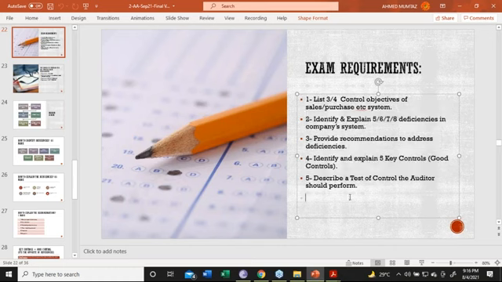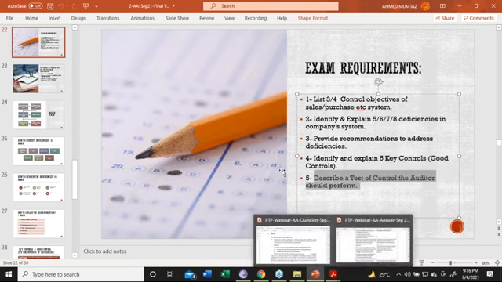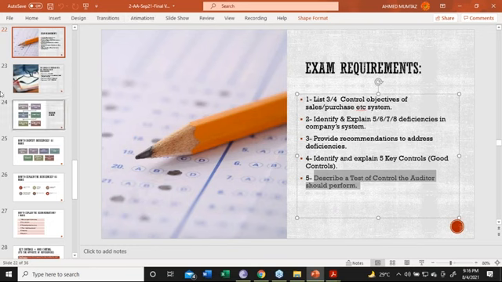Last but not the least, which I'm about to start, the examiner could ask you to identify and explain deficiencies, requirement number 1. The examiner is going to ask you to provide a recommendation, requirement number 3. Then skip the 4th one. The examiner is going to ask you to provide a test of control. So 2, 3 and 5 could be tested. Is this clear to everyone now?